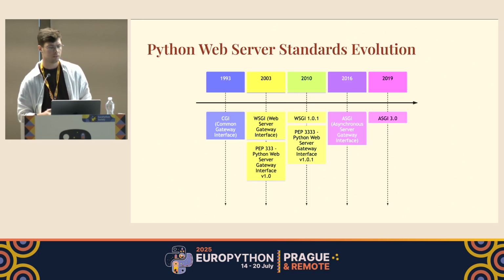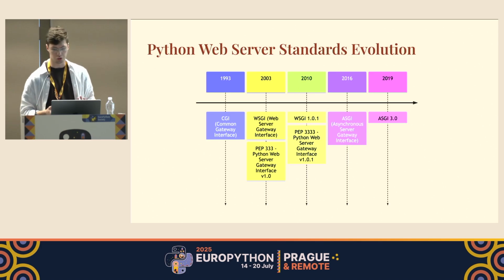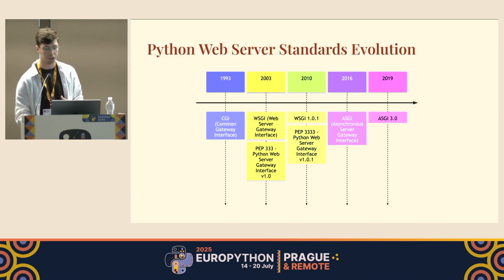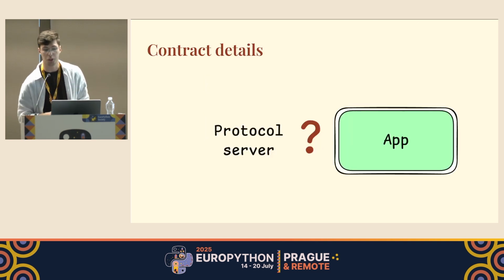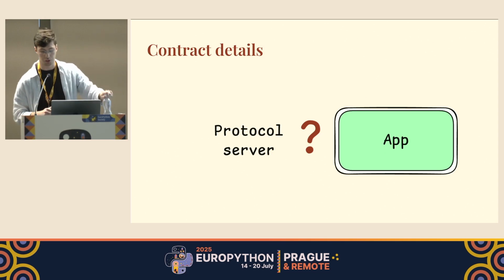So what is ASGI for, why was it invented, and what does it actually solve for us, why is it better than its predecessors? For this, we need to look closer at the details of how the contract between the protocol server and the app is implemented. Because, as it often happens, the devil is indeed hidden in the details. So let's have a closer look, and I will make a small break here.